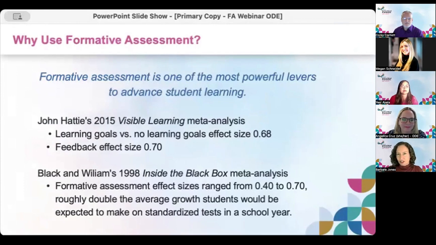All right, so we wanted to start off with just thinking about why we are doing this work. Why is it important? Why is it helpful in the classroom? The research over the last couple decades has shown that formative assessment is one of the most powerful levers to advance student learning. For example, here we show a couple of meta-analyses done by Hattie and Black and Wiliam that show strong effect sizes for parts of the process, such as learning goals and feedback. Black and Wiliam found that their effect size meant that formative assessment really doubled the average growth students would be expected to make on standardized tests in a school year. We know it's practiced in multiple ways, so we're going to be talking about a way that the research shows has this type of effect.